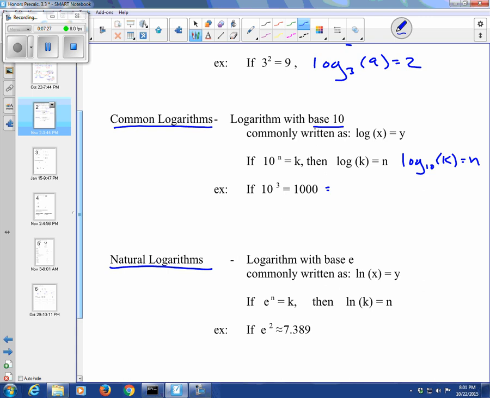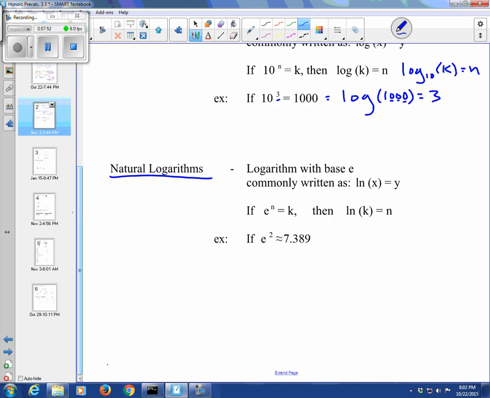One thing that's nice about common logs is if we've got 1,000 or 1,000,000 or whatever, all we have to do is count the zeros to figure out what that power is going to be. So if I've got the common log of 1,000, how many times do I have to multiply 10 by itself in order to get 1,000? That would be 3 times. And again, you can just count the zeros to cheat.